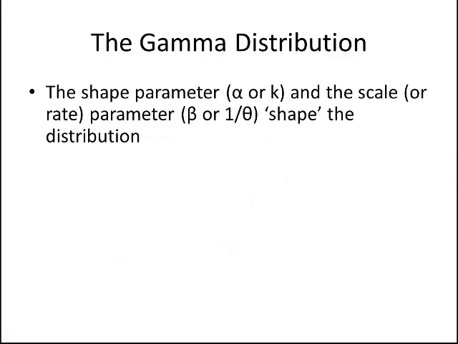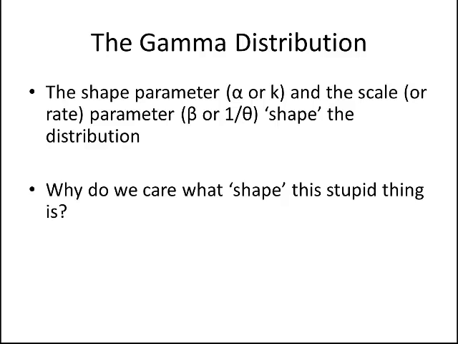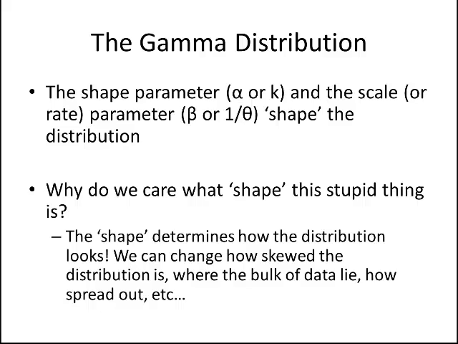So now these parameters are called the shape parameter and the scale, or sometimes people call it the rate parameter. The shape parameter is commonly denoted by either an alpha or a k, and the scale or rate parameter is commonly denoted by a beta or 1 over theta, right? And these things basically shape our distribution. So why do we care what shape this is? Well, the shape determines how the distribution looks, so we can change how skewed the distribution is, where the bulk of the data lie, how spread out, etc.